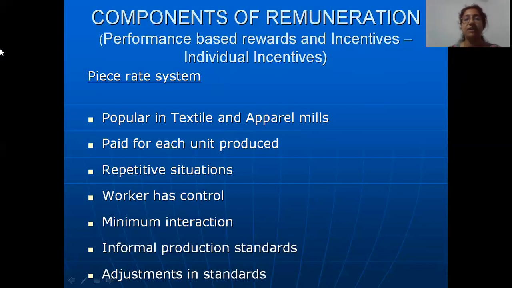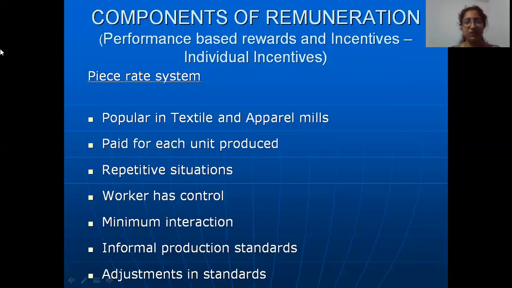So what happens here is, before, for each unit you produce you were paid 100 rupees, they may now increase the standard and say that you should produce 2 units to get the same 100 rupees, or you should produce 5 units to get the same 100 rupees. So in such a situation also, workers may fear that management will take such a decision, and thereby purposefully they will try to keep their production levels low.